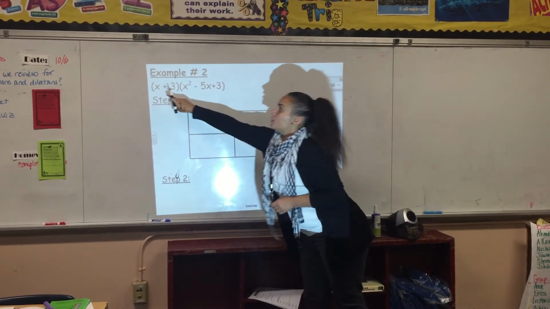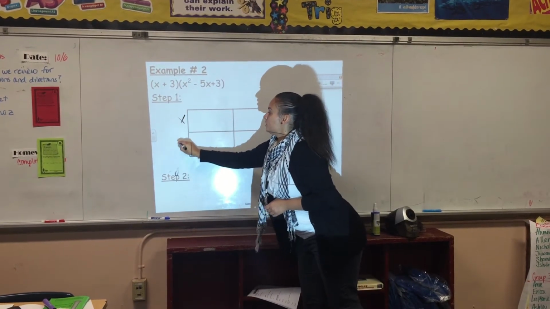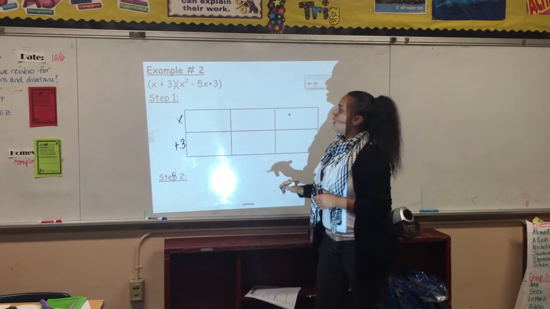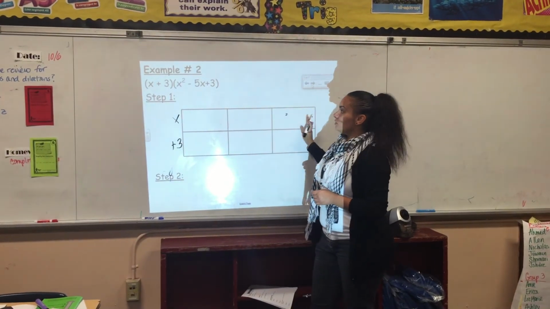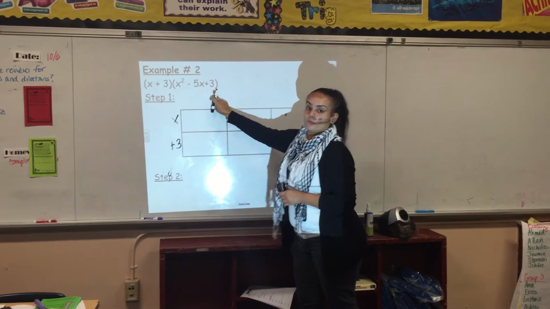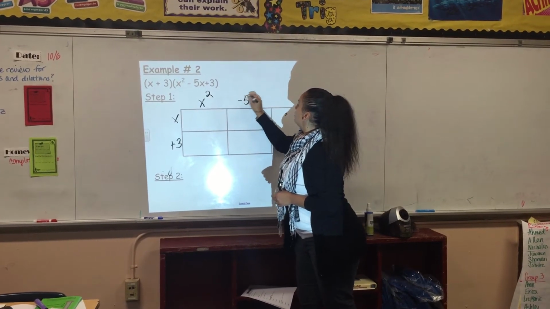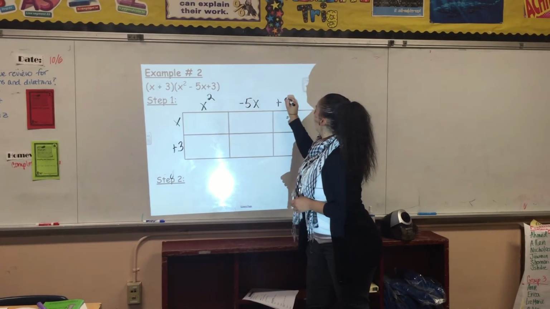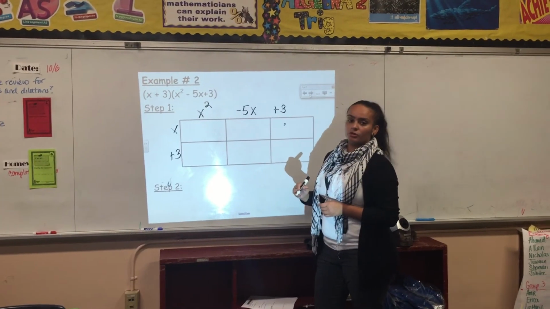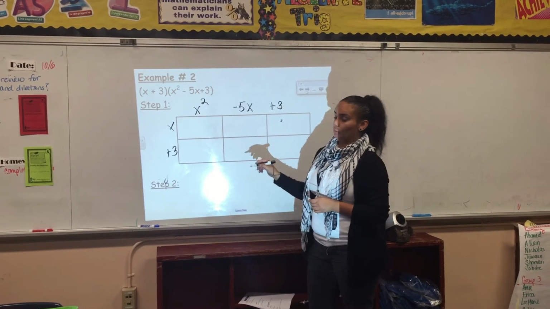There are two rows because there are two terms in the first parentheses, x and plus 3. And notice there are three columns because there are three terms in the second parentheses. So each term gets its own column. And now you're going to multiply each individual monomial.